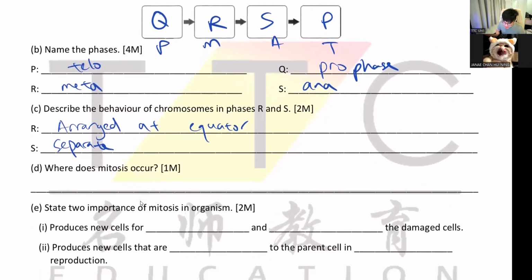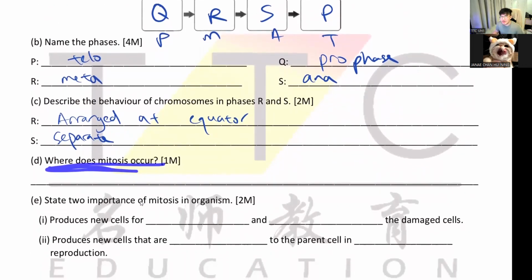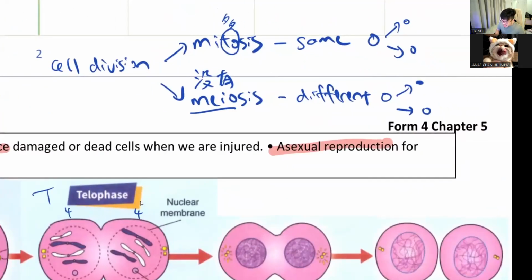Okay, where does mitosis occur? This one I forgot to mention just now. Your meiosis only happens in one place, which is your ovary and my testes, right? That means my balls and your balls. Girls have balls too, it's just that it's inside your body. So meiosis is only used for one job, to make sperm and ovum. That's all. It only happens there.